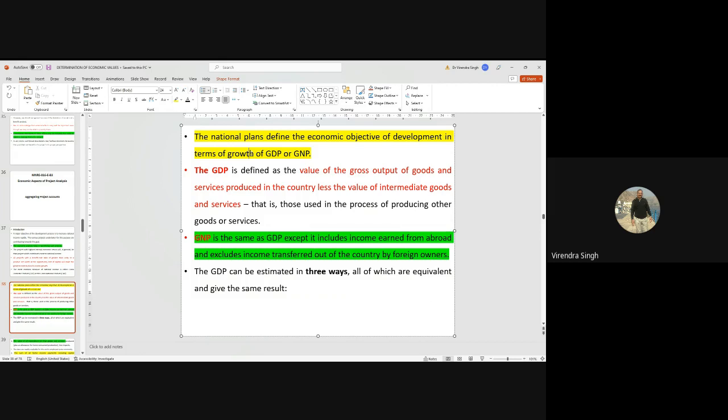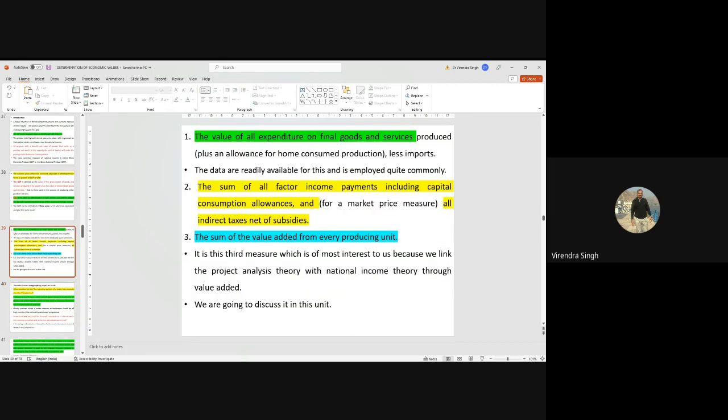The GDP can be estimated in three ways, all of which are equivalent and give the same result. There are three methods of estimating GDP, and these three methods see the same thing from different angles. One, the value of all expenditure on final goods and services produced, less imports. The data are readily available for this and it is employed quite commonly for estimating.